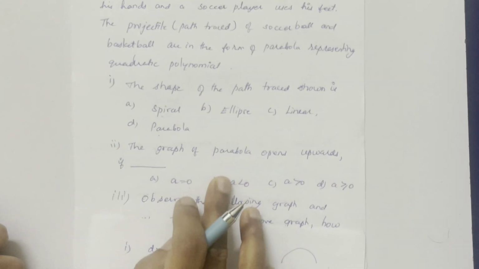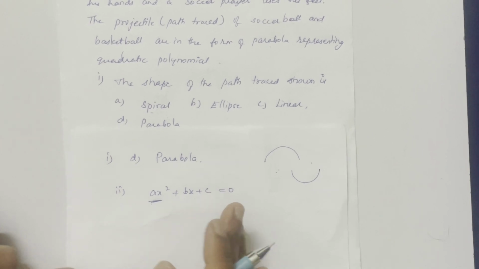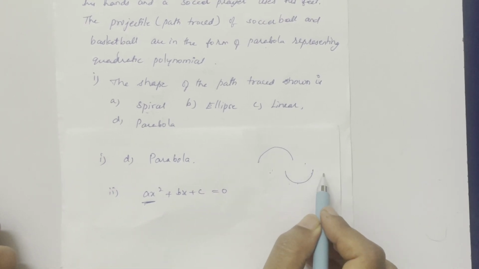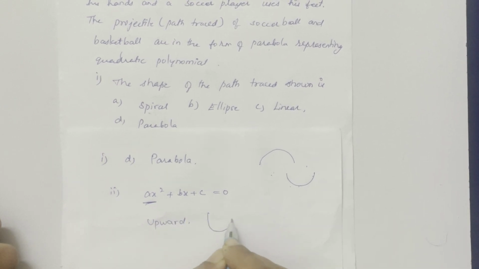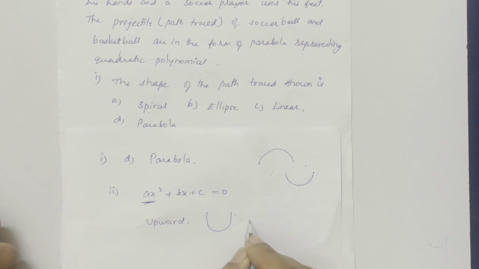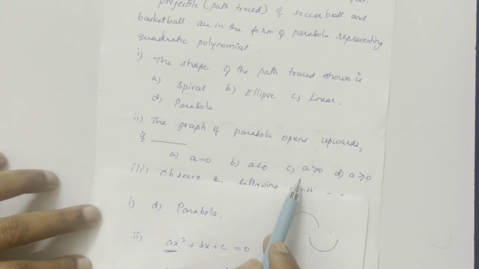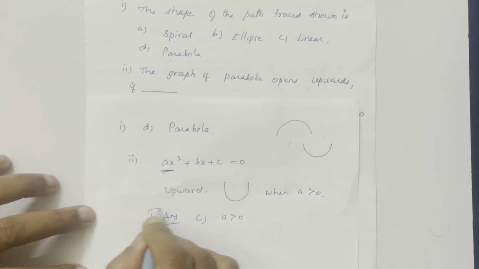So the graph of the parabola opens upward when a is greater than 0. This is the upward position. This happens only when a is greater than 0. That is, the coefficient of x square should be greater than 0. That is option C. Answer option C, a greater than 0.